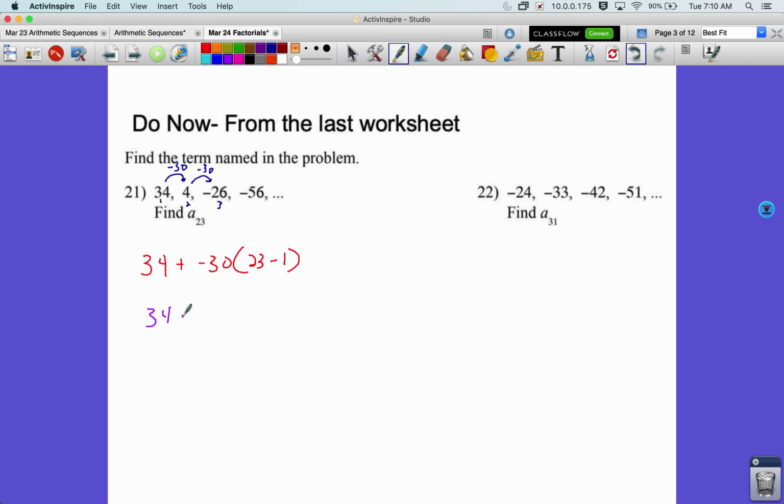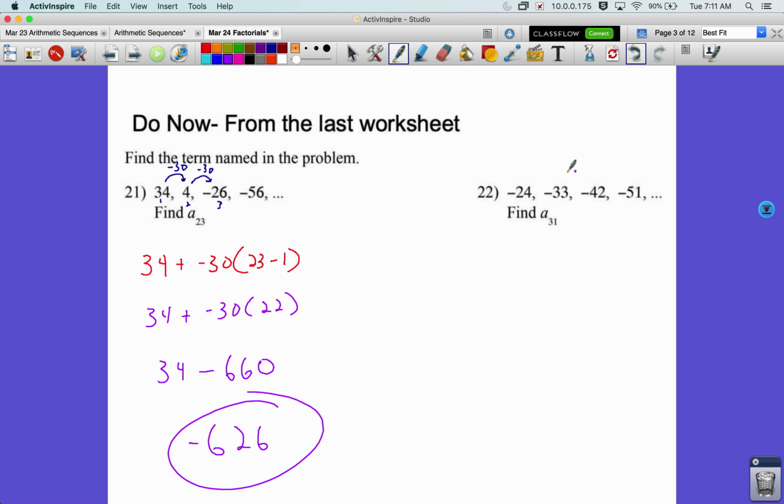34 plus a negative 30 times 22. I can turn that plus and negative into a minus, and do 34 minus, well, 30 times 22. I can do that now. 660. And then 34 minus that is negative 626.